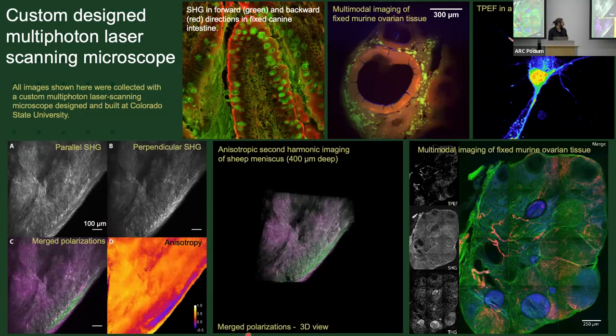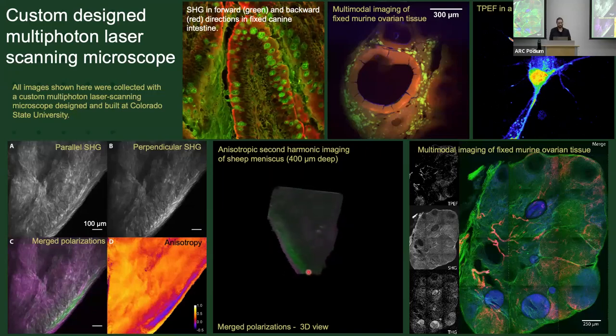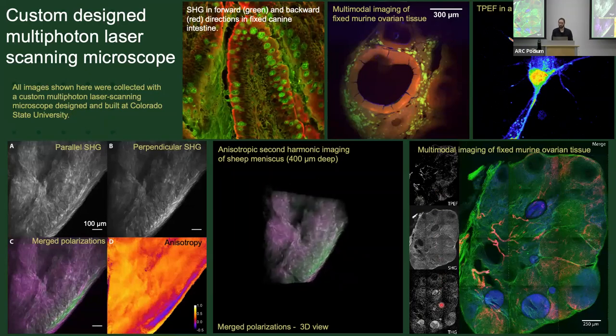So this image here, if I can get this to play, I might have to restart the slide, bear with me. This image in the middle, there we go. This is the same image that's in panel C, and you can just see it's rotating to show you the thickness of this tissue. And then finally, we have another image that's multimodal, where I've just broken out now the 2-photon, second harmonic, and third harmonic generation components. This is another fixed mouse ovary from Stu Tobit's lab.